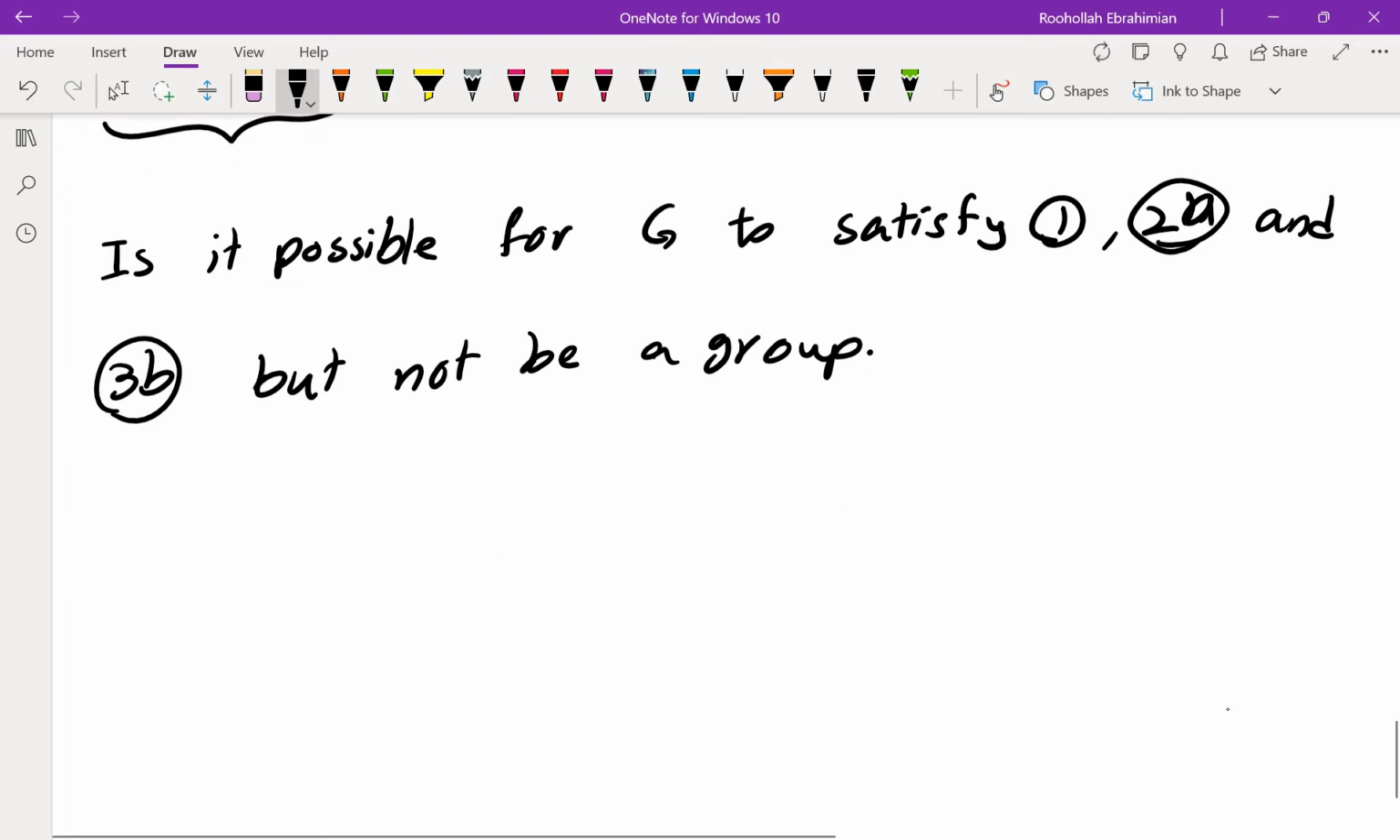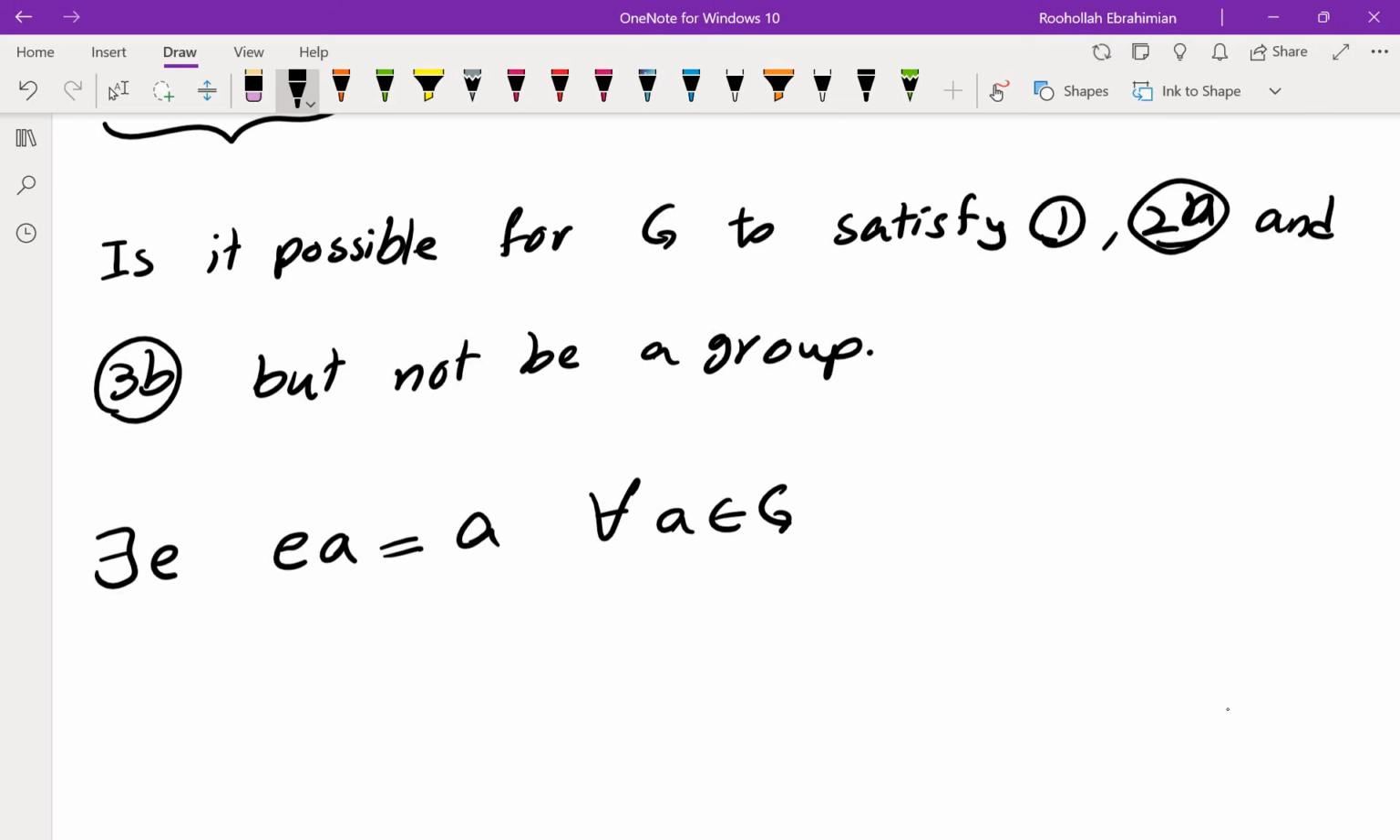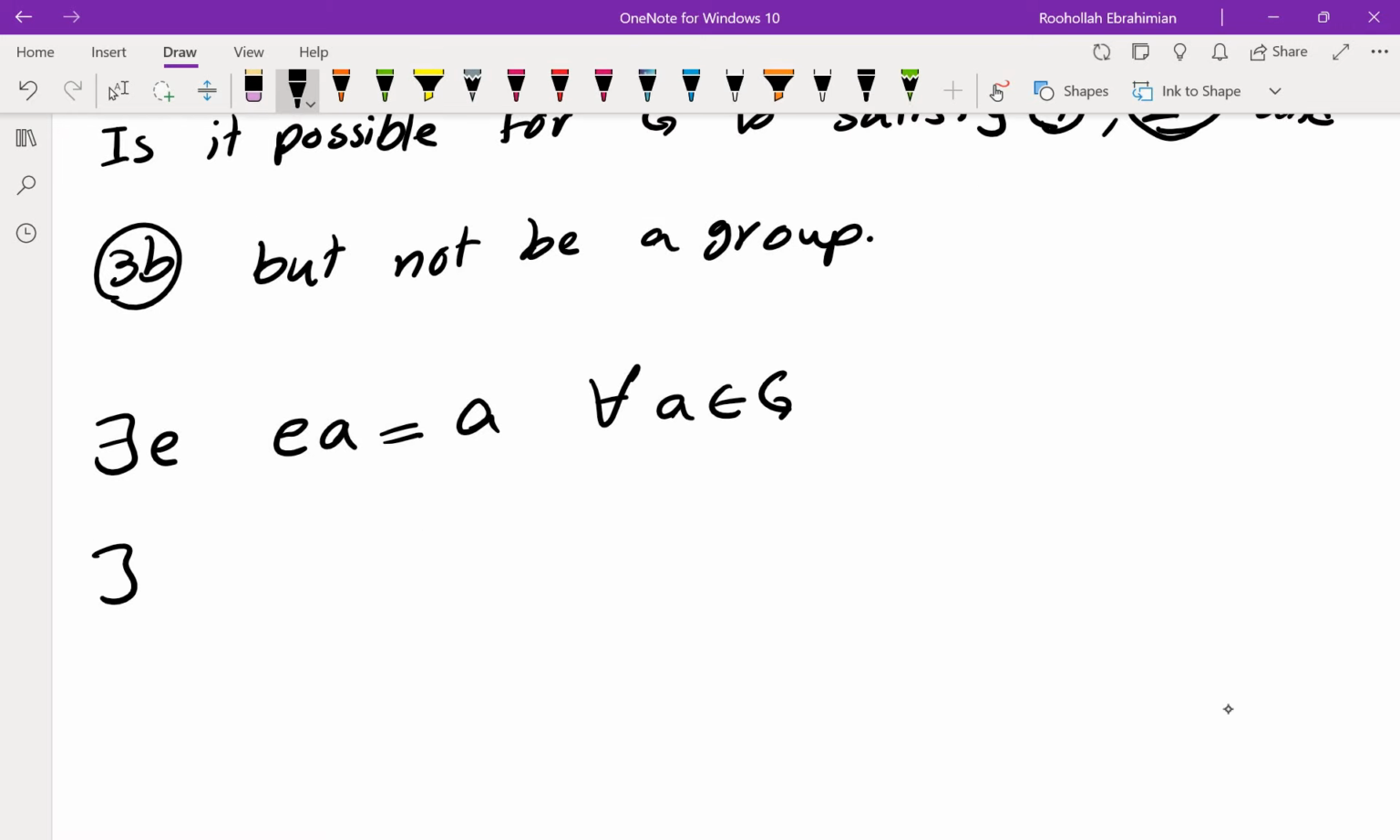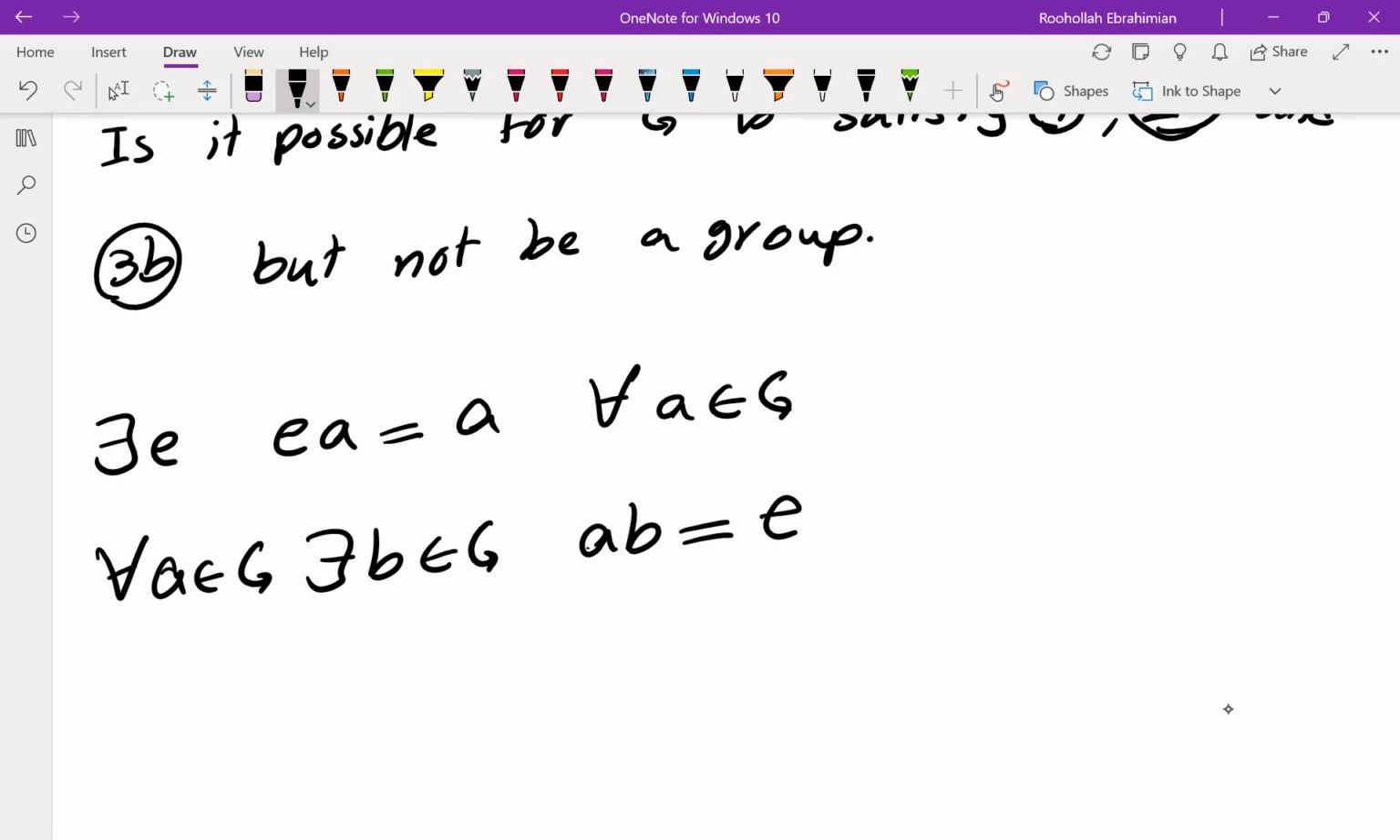Okay, so let's write this down. 1 tells you associativity, 2 tells you there is an element E that EA is equal to A for every A in G. The second one, 3B, tells you for every element we have a right inverse. So for every A in G, there is a B in G that AB is equal to identity.